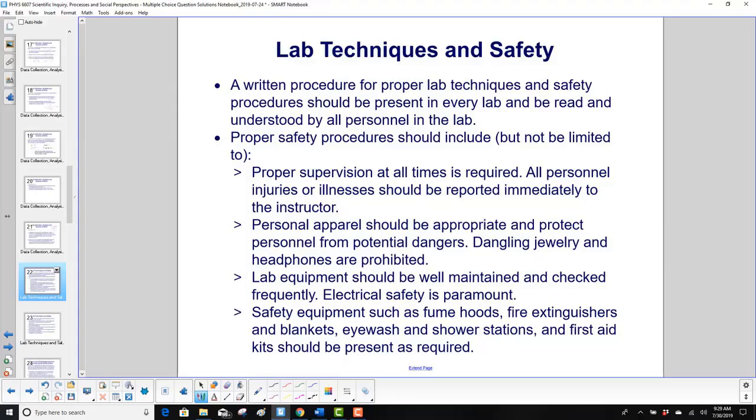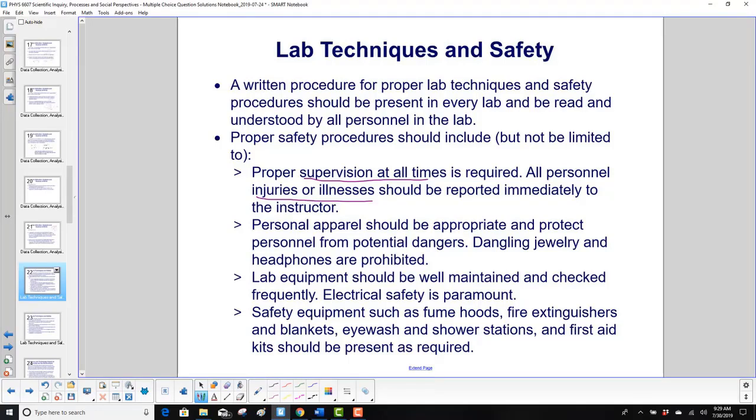Proper supervision at all times is required. And if anybody gets sick or hurt, report it immediately to the instructor. Don't judge how sick or injured you are. Report it to the instructor. And that does include paper cuts.